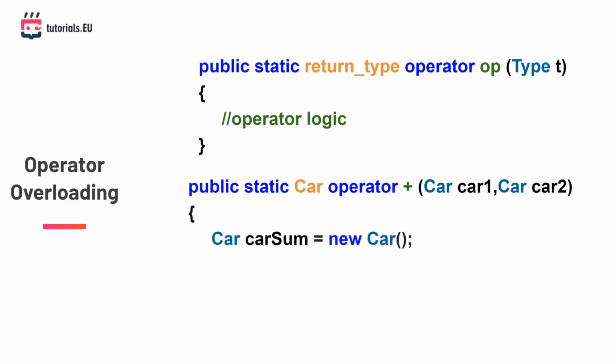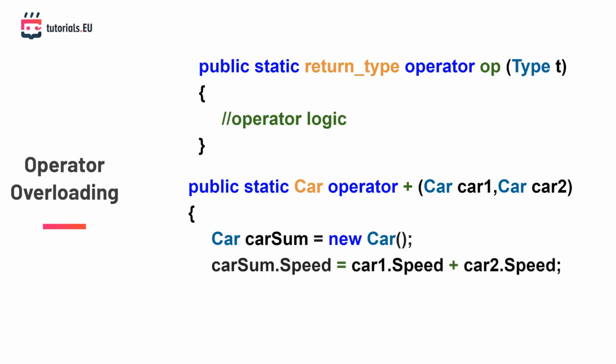Now, our operator logic is going to be as follows. First, we will create a new car object called carSum, and then we will set its speed to be the speed of car 1 as well as car 2 combined. So car 1 plus car 2's speed. And finally, we will return it. As you can see, it's very simple. So let's try it out in Visual Studio.